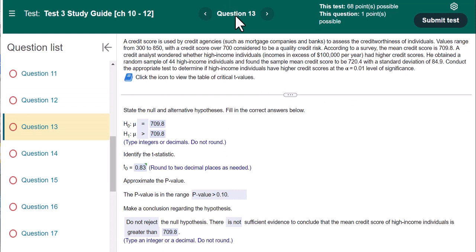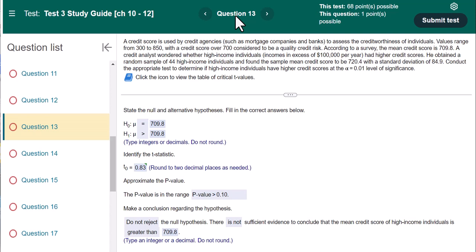A credit score is used by credit agencies such as mortgage companies and banks to assess the creditworthiness of individuals. Values range from 300 to 850, with a credit score of over 700 considered to be a quality credit risk. According to a survey, the mean credit score is 709.8. A credit analyst wondered whether high-income individuals, income in excess of $100,000, had higher credit scores, so mean more than 709.8. So we need to test it.